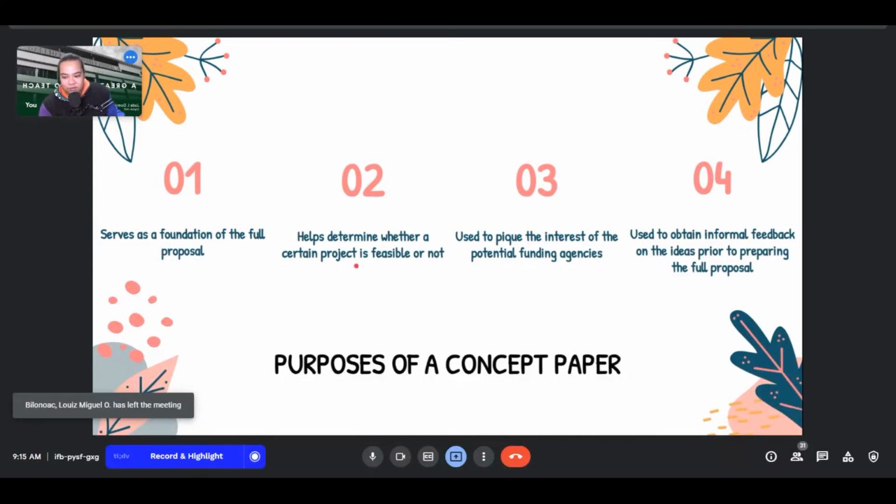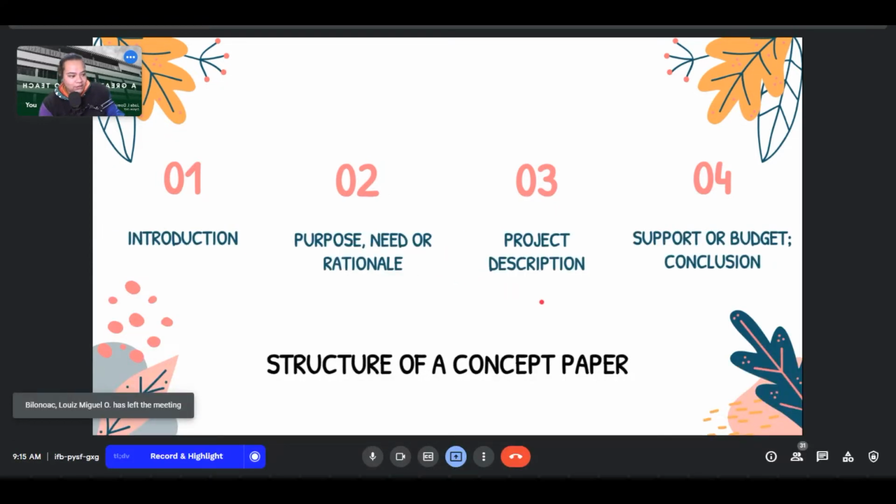Okay? When it comes to these purposes, we have a structure of a position paper. These are the parts of a concept paper. These are what need to be in the content of the position paper. A lot of schools have different formats, but this is the format that we use for EAPP.